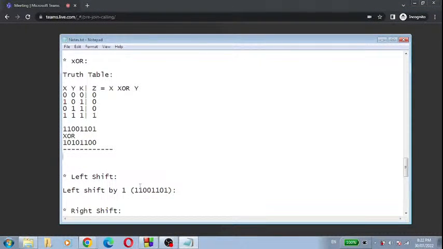Let's do our example here. We have these two numbers, and we need the XOR of them. So 1 XORed with 1 is going to be 0. 1 XORed with 0 is going to be 1. 0 XORed with 1 is going to be 1. 0 XORed with 0 is going to be 0. 1 XOR 1, 0. 1 XOR 1, 0. 0 XOR 0, 0. 1 XOR 0 is 1. So that's the result for this.